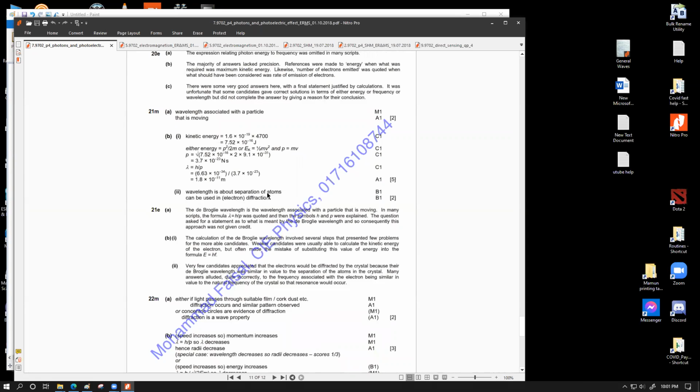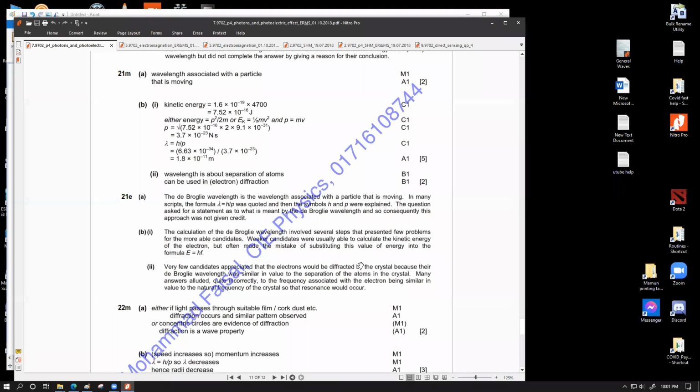The problem is about the separation of the atoms, which can be used in electron diffraction. Briefly, analysts appreciate that the electrons should be reflected by the crystal because of their de Broglie wavelength, which is similar to the separation of the atoms. The answer alluded quite incorrectly to frequencies similar in value to the natural frequency of the crystal.